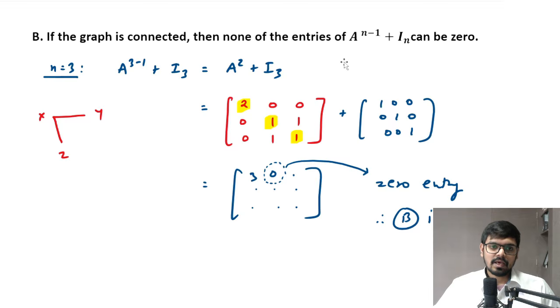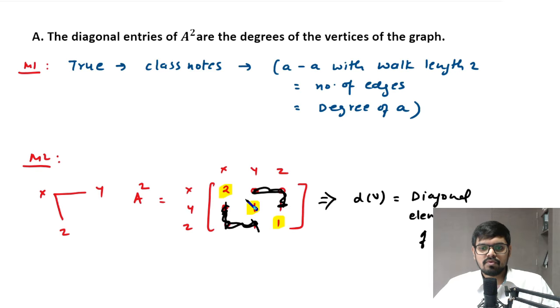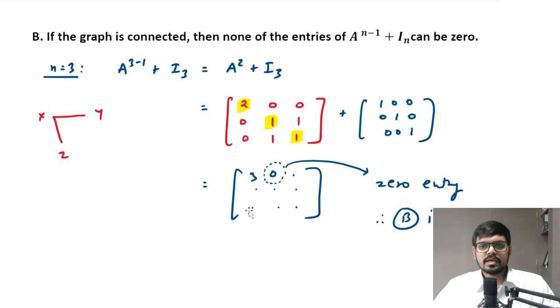Let us investigate. B says if the graph is connected, then none of the entries of A to the power n minus 1 plus I_n can be 0. Take the same example. Let us re-verify. Number of vertices is 3. So this calculation would be A to the power 3 minus 1 plus I3, which is A square plus I3. A square have we found already. So now we have to find the complete thing. Okay. So yes, we have found it completely. Then plus we have to add I3. I3 is the identity matrix. Matrices you have studied. So now matrix addition will give me 2 plus 1 is 3. But 0 plus 0 is 0.